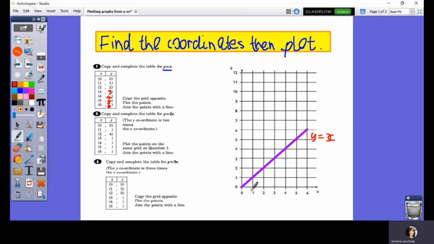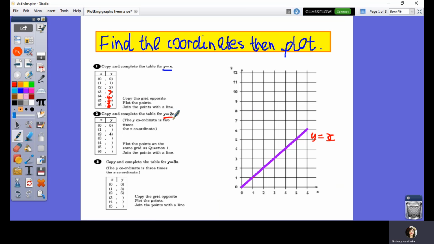As you can see, for every x point there is a y point. So for every 1 on the x-axis, there is a 1 on the y-axis. And there you have your line. Let's do the second one. Now we have y equals 2x.